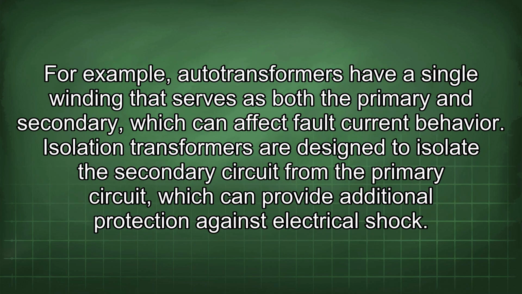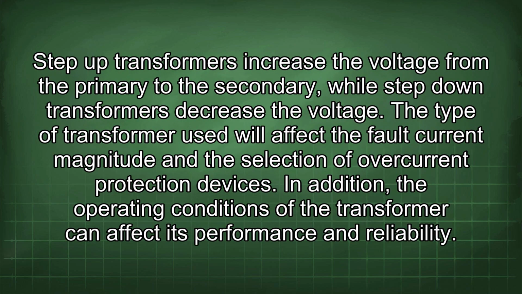For example, autotransformers have a single winding that serves as both the primary and secondary, which can affect fault current behavior. Isolation transformers are designed to isolate the secondary circuit from the primary circuit, which can provide additional protection against electrical shock. Step-up transformers increase the voltage from the primary to the secondary, while step-down transformers decrease the voltage. The type of transformer used will affect the fault current magnitude and the selection of overcurrent protection devices.